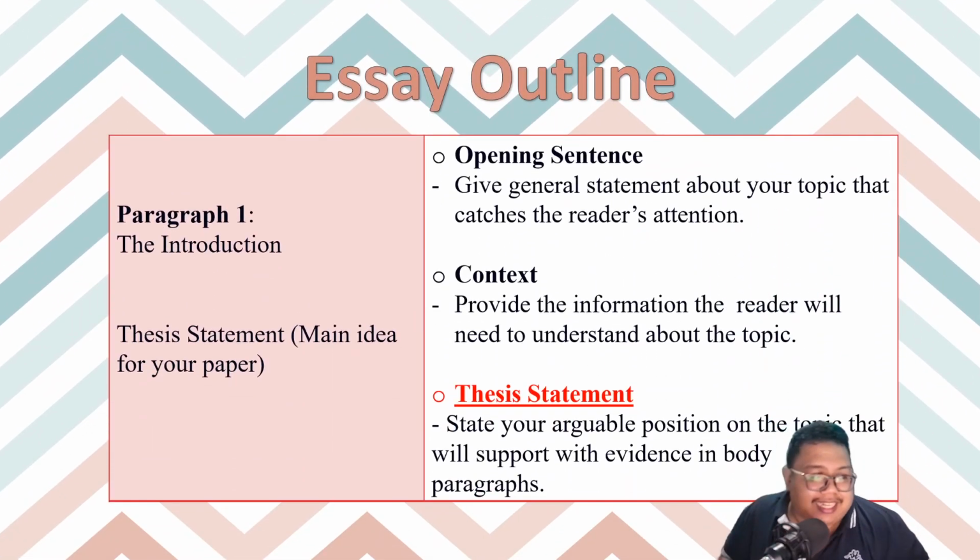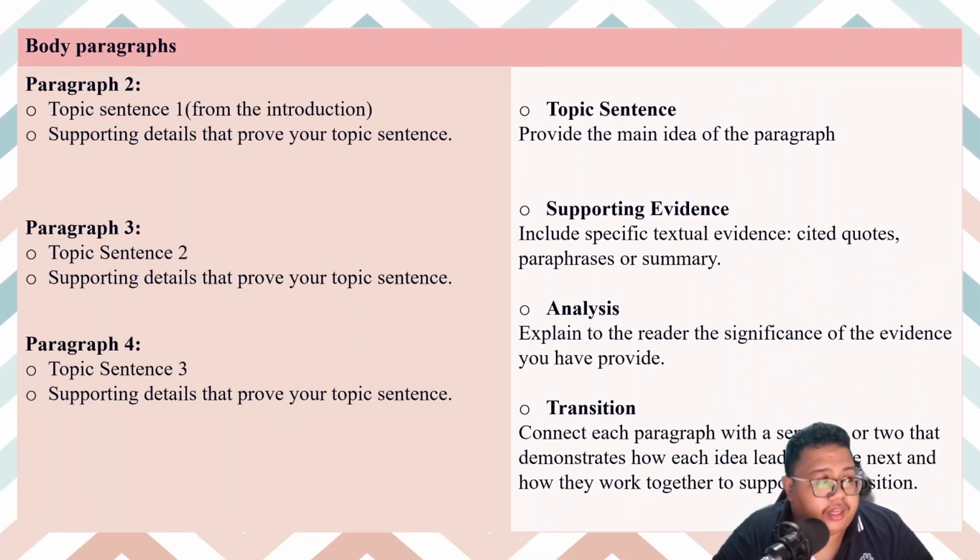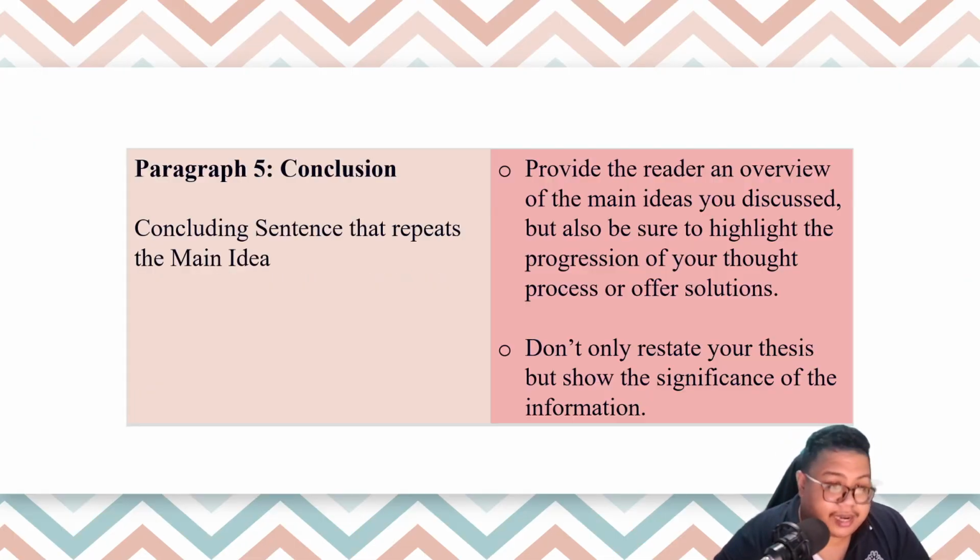Essay outline. We can look through it because we have been through this a lot. We have the introduction: the opening sentence, the context, and the thesis statement. Then we have the body paragraphs: the topic sentence, supporting evidence or details, and maybe analysis if you like, but transitions are a must to show organization in your essay. Then topic sentence 2, topic sentence 3, and so on. Then we have the conclusion. When there's a beginning, there must be an ending. You don't like movies that don't have endings, right? The conclusion sentence repeats the main idea, and you provide an overview and highlights. You should know this. If you want to read through all of them, you can pause the video and look.